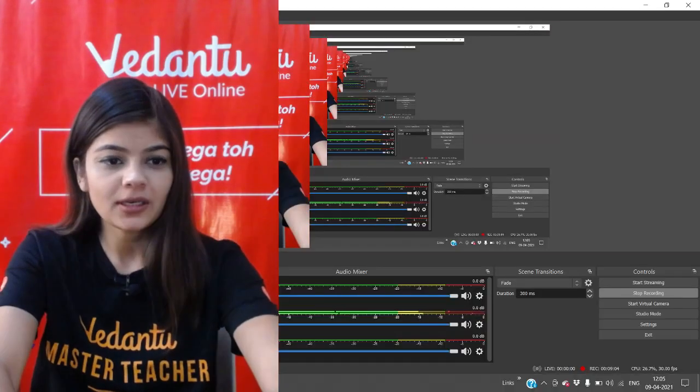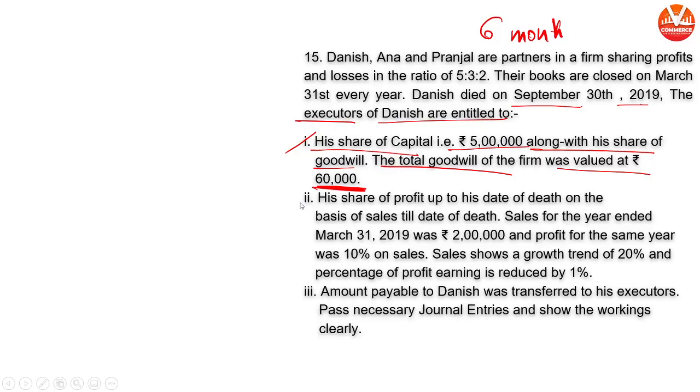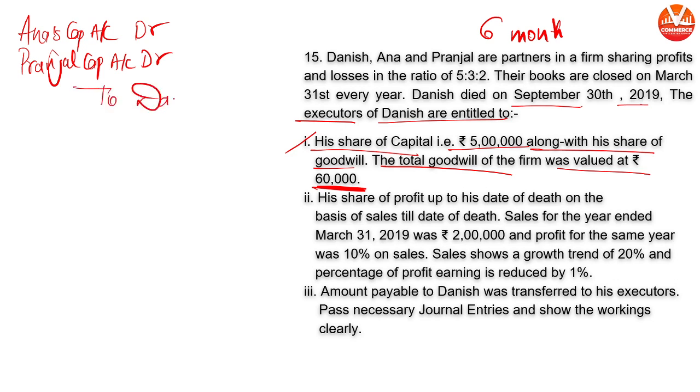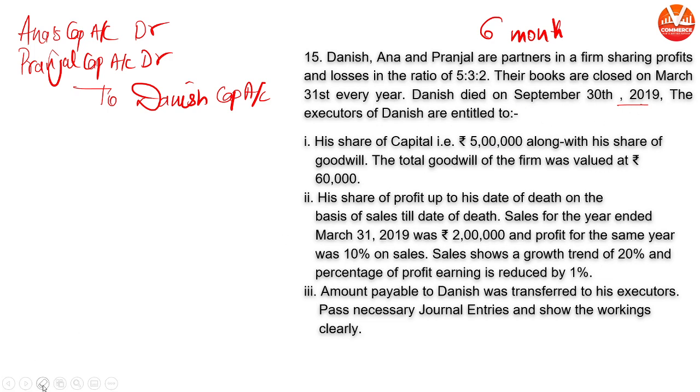The entry for goodwill will be Anna's capital account debit, Pranjal's capital account debit to Danish's capital account. Now the total goodwill is 60,000, in which we will calculate the share of Danish, that will be 5/10. So it will be 30,000.